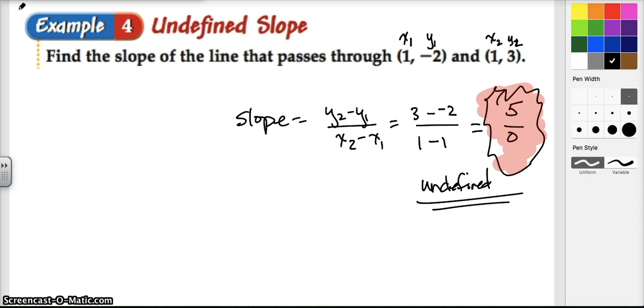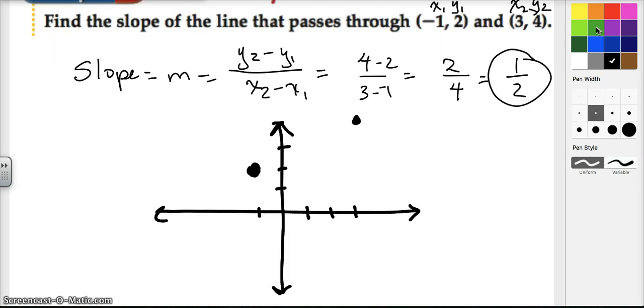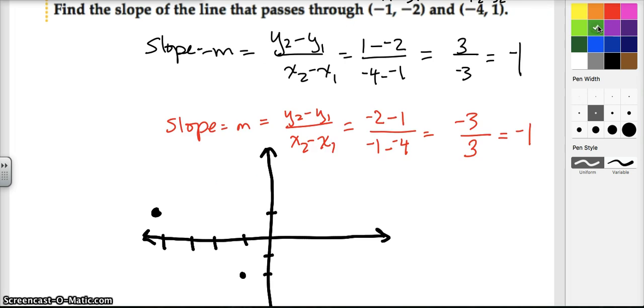Let's go back and talk about what each of these situations look like. Going back to our first example, I plotted the 2 points, negative 1, 2 and positive 3, 4. I'm drawing a line to represent the line that these 2 points must lie on. Notice when we have a positive slope, our graph will go up to the right. Here, looking back at example 2, we plotted the points, negative 1, negative 2, and negative 4, 1. And we see that this is what happens when we have a negative slope. Our graph goes up to the left. So this is our negative slope situation.